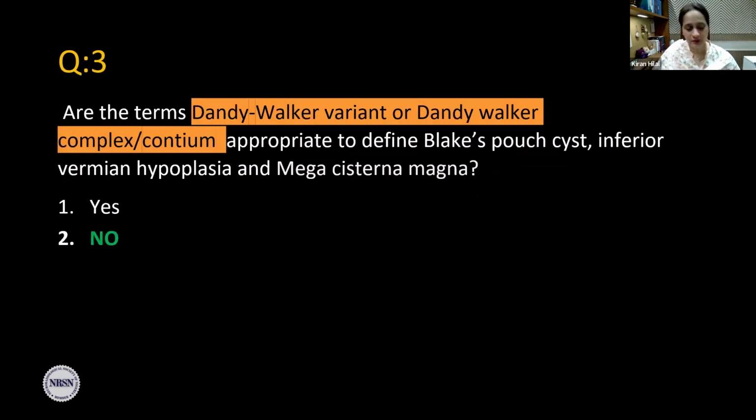Now, question number 3. This is the question that I asked you earlier. When you don't have anything which absolutely fulfills the criteria of Dandy-Walker, but there's a cyst, people use the term Dandy-Walker variant or Dandy-Walker malformation complex. Do you think this is the right term to define the Blake's pouch cyst, inferior vermian hypoplasia, or mega cisterna magna?